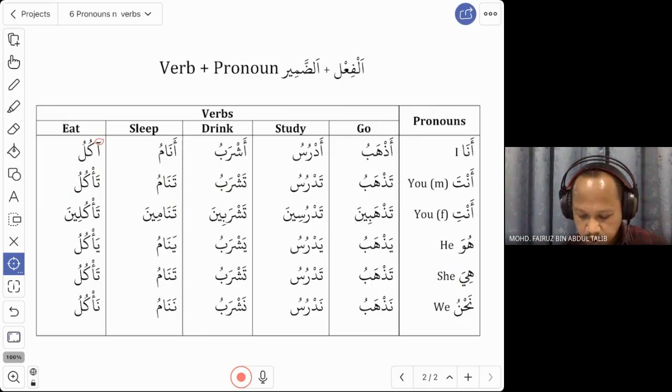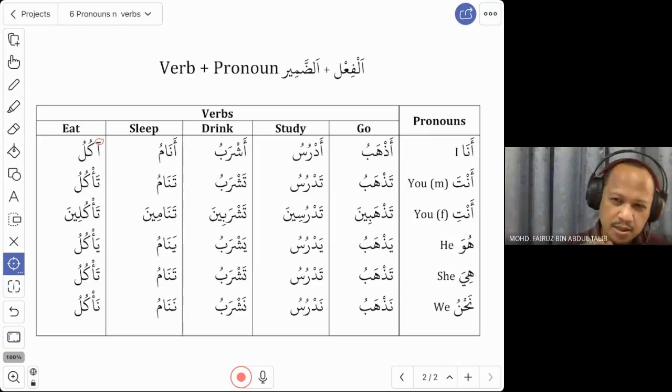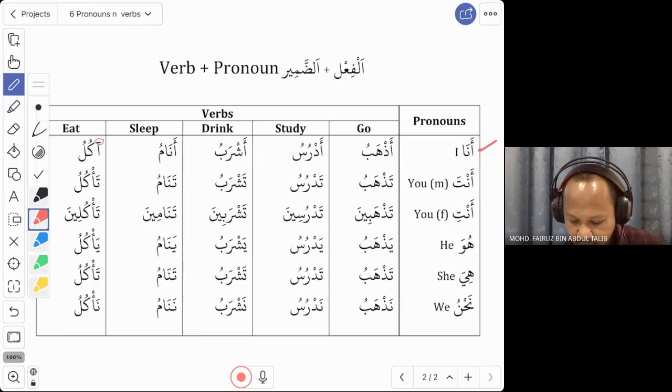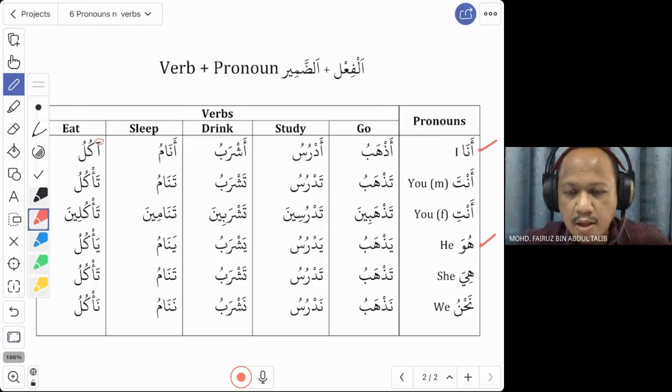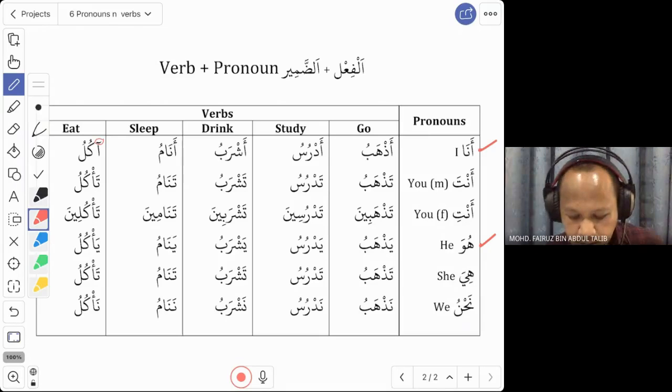Okay, let us skip anta and anti. We go straight to huwa first, because this is a bit easier. For anti, you will have to add something at the end of the verb, so it might confuse you. So we go straight to huwa, he. Right? So how do you say he? He goes, he studies, he drinks, he sleeps, and he eats.